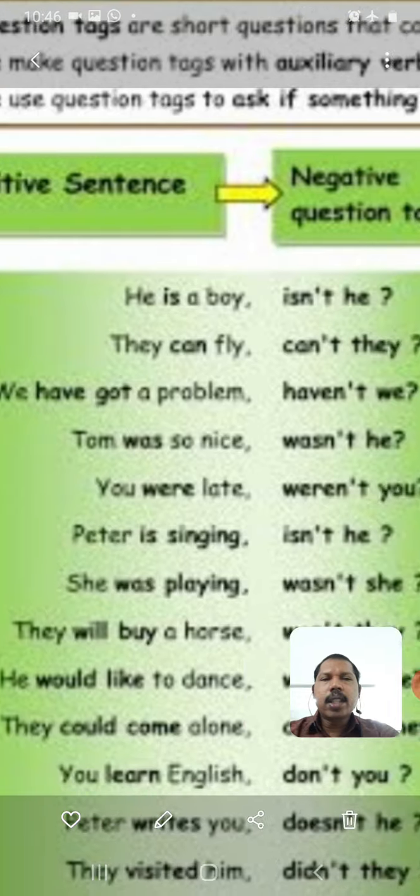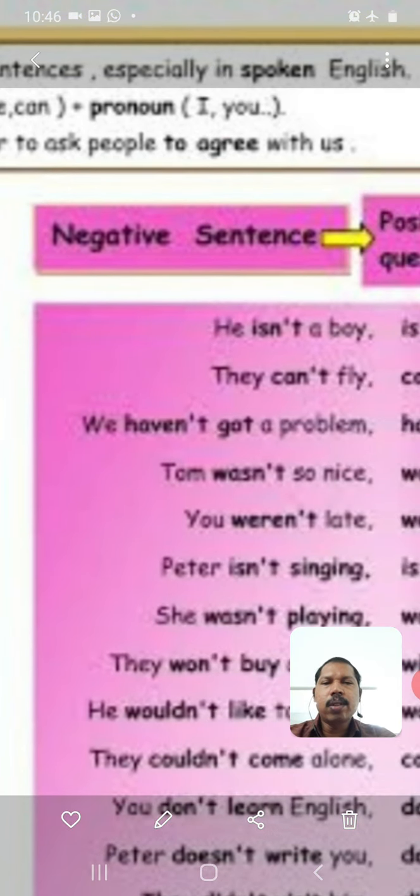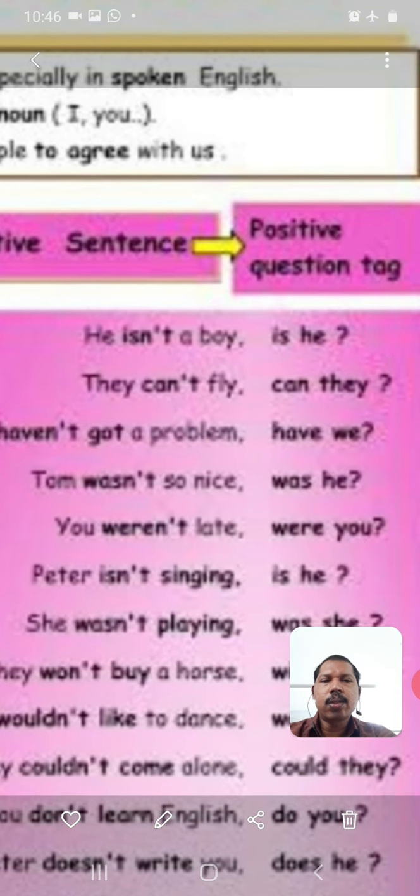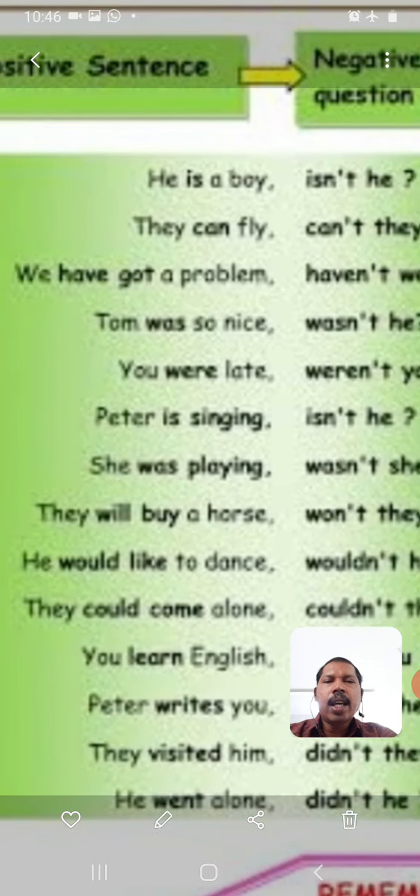For positive sentences, negative question tags are used. For negative sentences, positive question tags are used. We can see a number of examples here. He is a boy. He is the subject, is the verb, a boy is the complement. So we have to take that helping verb is, and the negative form should be used.